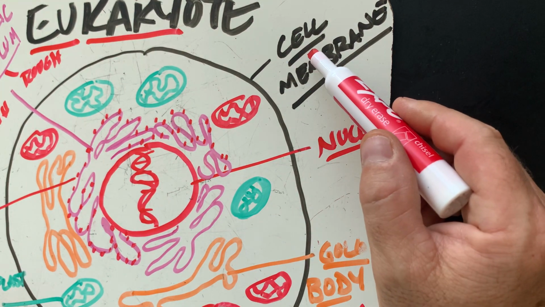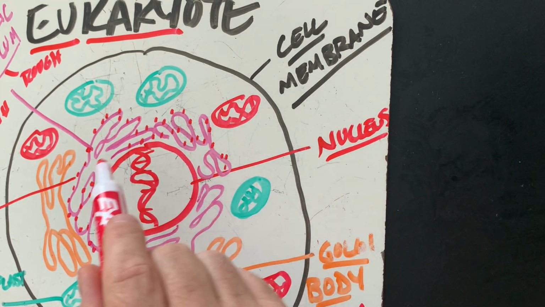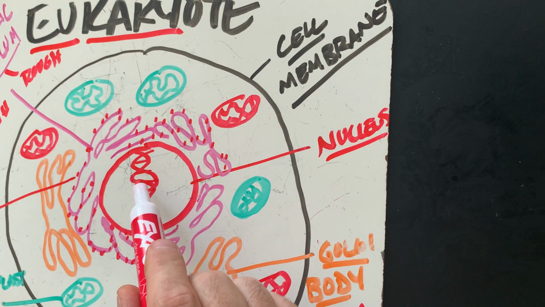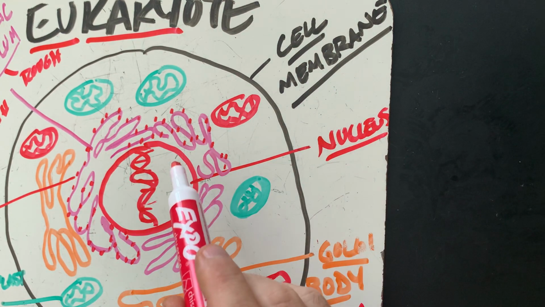So you go through the outside, the cell membrane, and then let's just jump to the interior and work our way out. So I've got this nucleus. It has DNA in it. That DNA has a coded message to give you all of your traits.